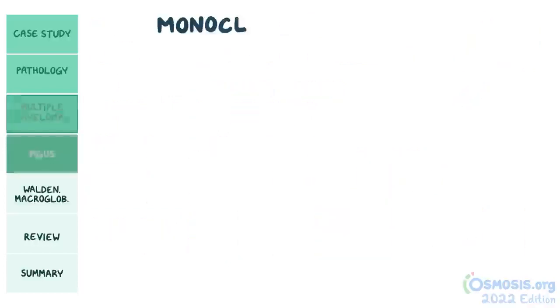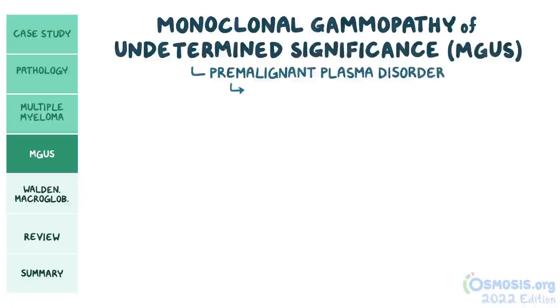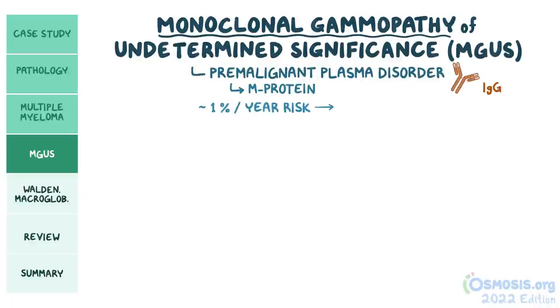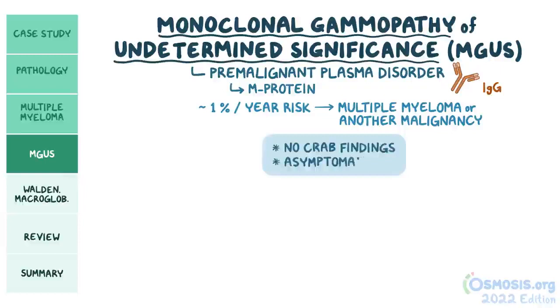Moving on, monoclonal gammopathy of undetermined significance, or MGUS, is a pre-malignant plasma cell disorder that makes an M protein which is usually IgG, so calling it monoclonal gammopathy makes sense. There's about a 1% per year risk of progression to multiple myeloma or other malignancy, so that's why there's the term undetermined significance. Okay, now, unlike multiple myeloma, MGUS doesn't present with CRAB findings, and it's completely asymptomatic.